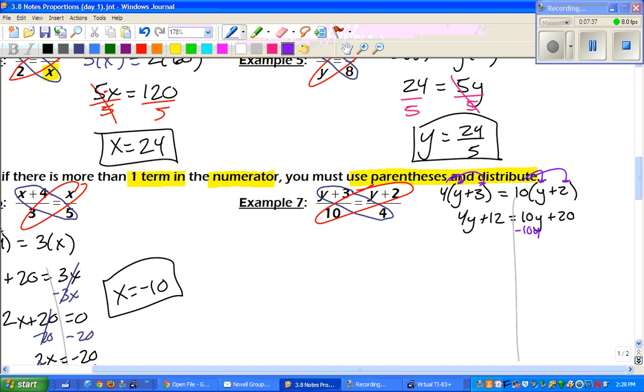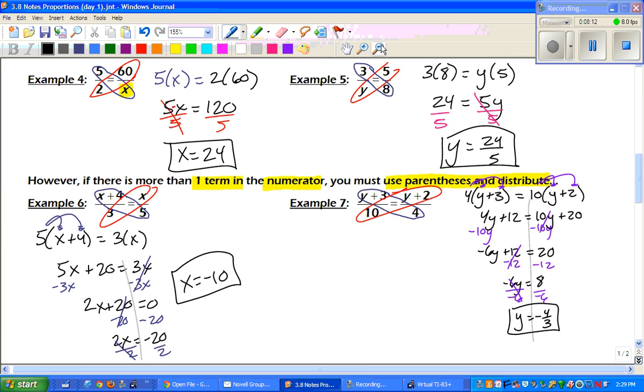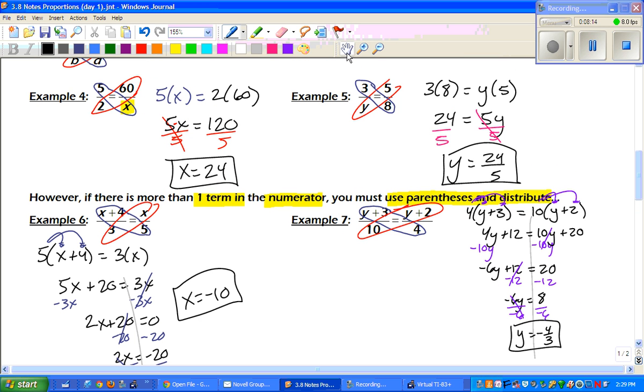You're going to get your y's on the left side. Those cancel. Negative 6y plus 12 equals 20. Now we're going to start following SADMAP, so I'm going to get rid of the addition. And then the last step is to divide. And I get y equals negative 4 over 3. All right, so we have to be very careful just to make sure that when we distribute within the parentheses, okay?